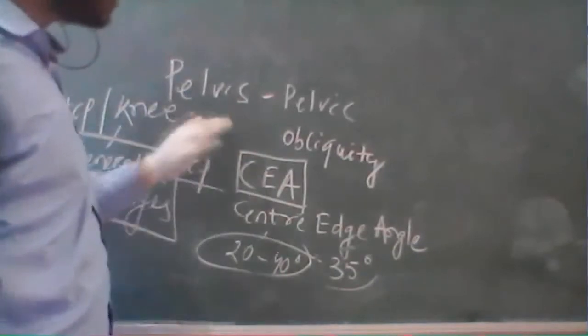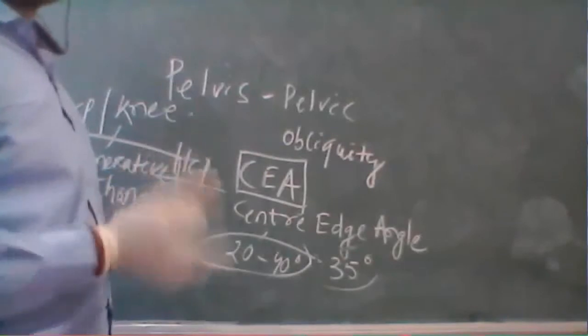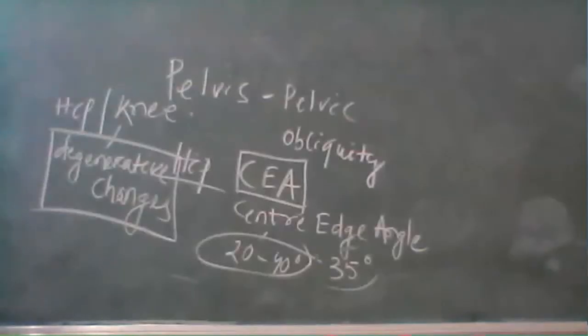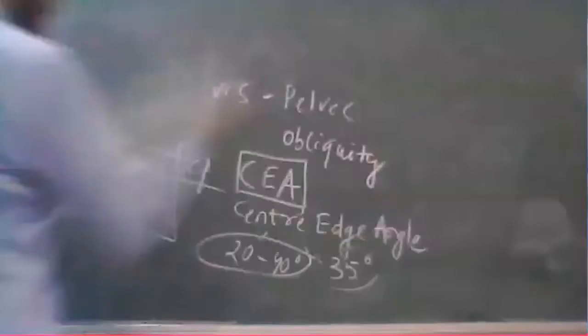Another thing I forgot to tell you: in the hip joint, what type of joint is the hip joint? I am asking about the hip joint. It is a ball and socket joint. Getting everyone? So ball and socket.